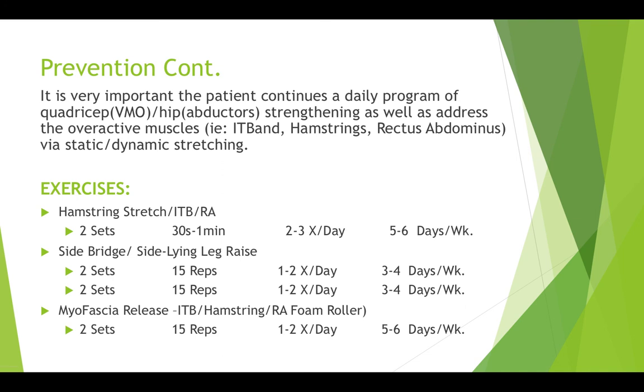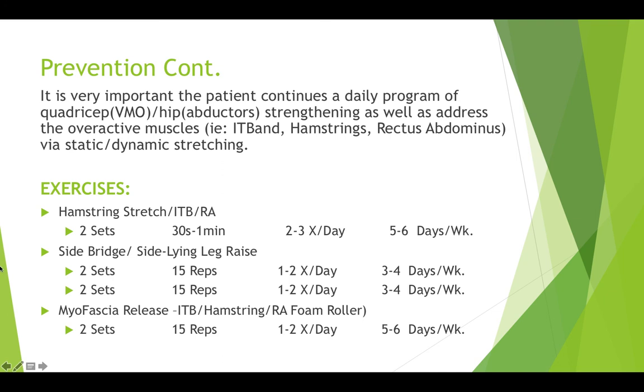Some of the exercises that would be good for continuing a rehabilitation preventative program would be hamstring stretching, ITB, as well as RA. That could come in various forms: standing, seated, lying down, etc. 2 sets, 30 seconds to 1 minute, 2 to 3 times a day, 5 to 6 days per week.